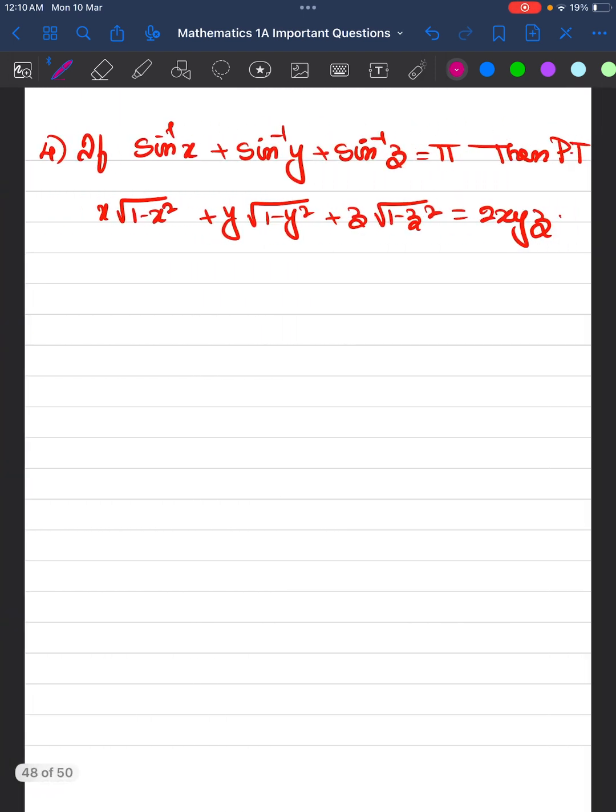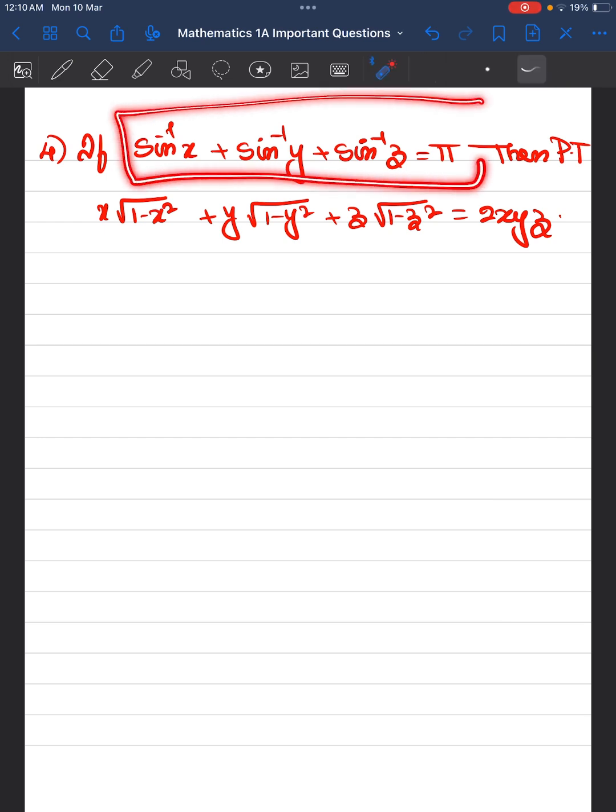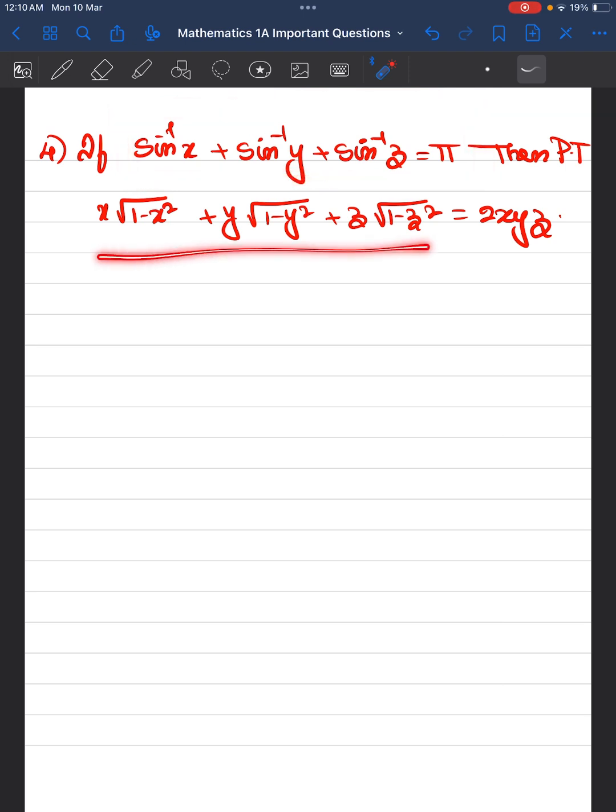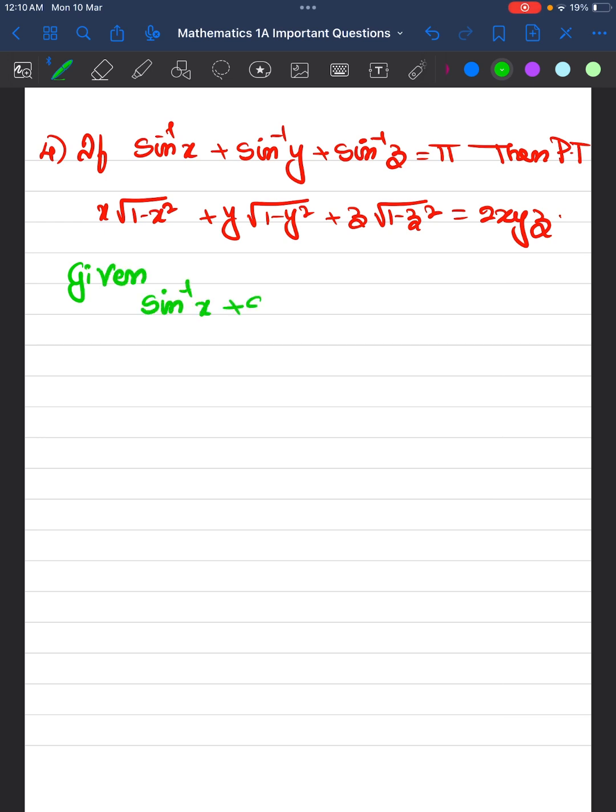Now we are doing the fourth problem, which is: if sin inverse x plus sin inverse y plus sin inverse z is equal to pi. They have given you this value of sin inverse x plus sin inverse y plus sin inverse z as pi, and they are asking you to show this value is equal to 2xyz. So the given thing we are going to write. We are writing given sin inverse x plus sin inverse y plus sin inverse z as pi.